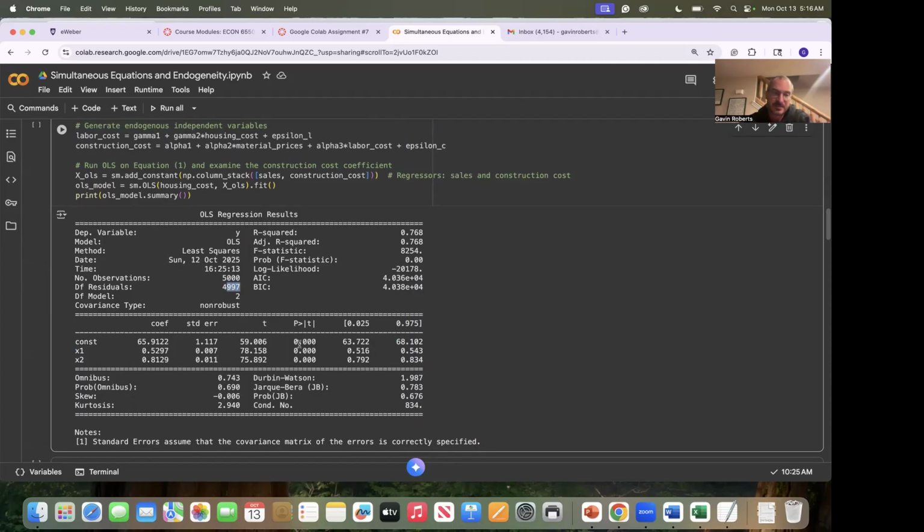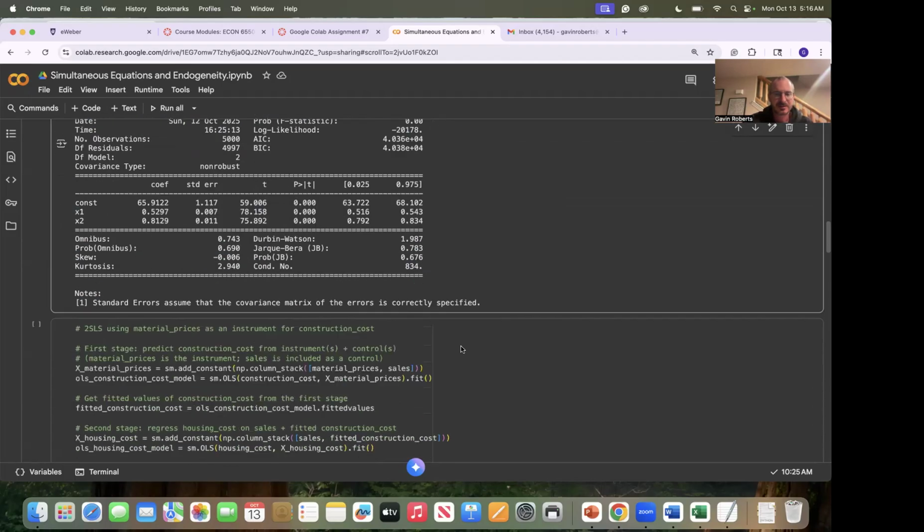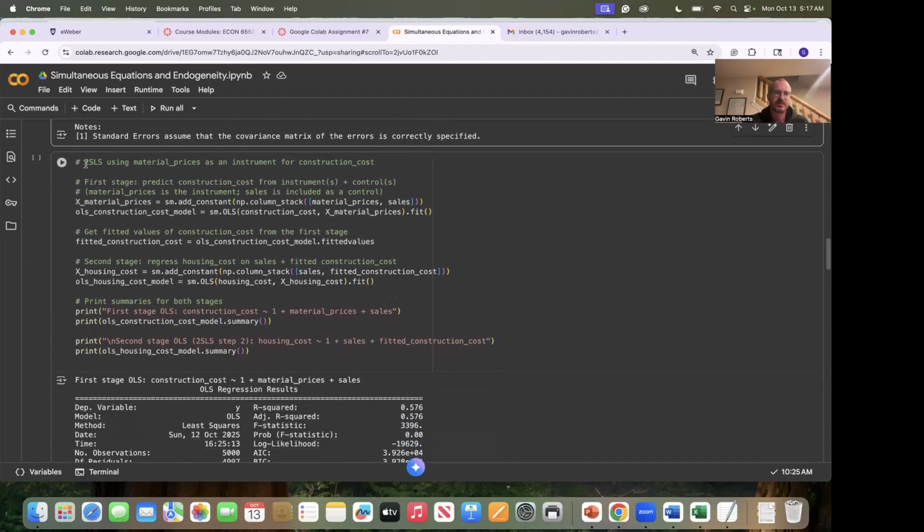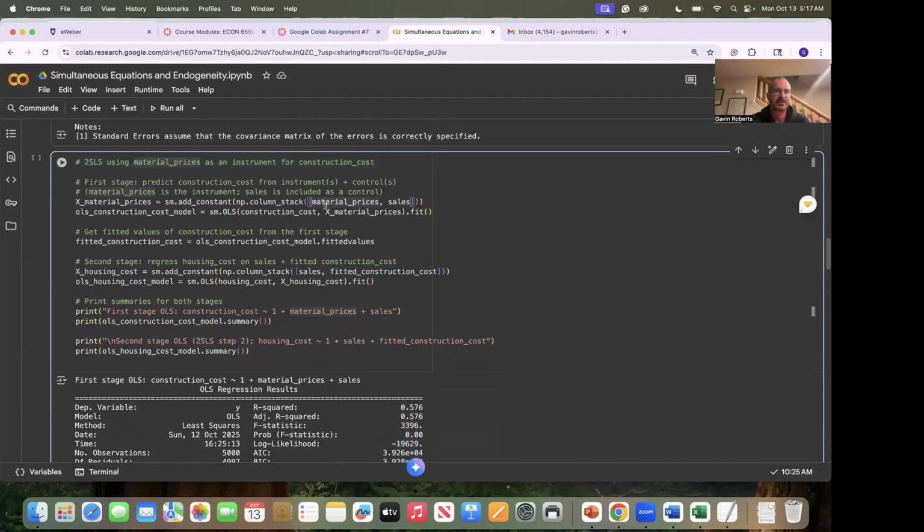4,997 degrees of freedom. So it's definitely not a sample size problem that's causing this bias. So there you go. That's pretty explicitly showing the bias of our OLS results in this system. So let's go down and see what happens if we use two-stage least squares for this same estimate.